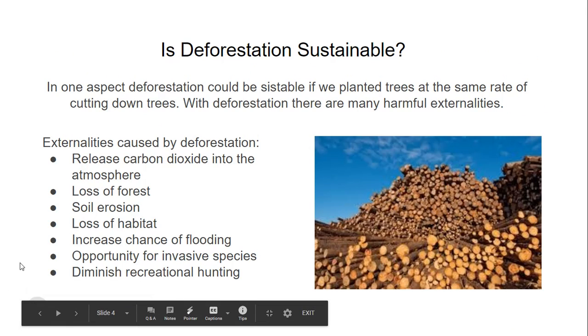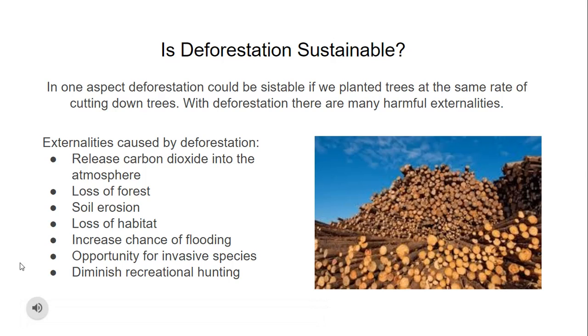Is deforestation sustainable? There is one side of the argument where you could say that deforestation is sustainable if you planted trees at the same rate that you're cutting down trees. But it's not just about cutting down trees. There's also a handful of harmful externalities that come with deforestation.